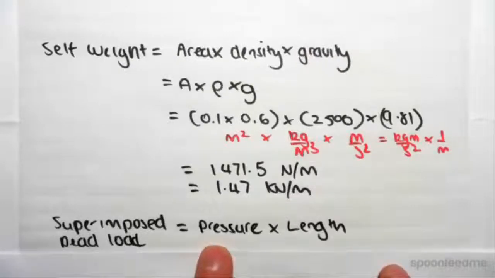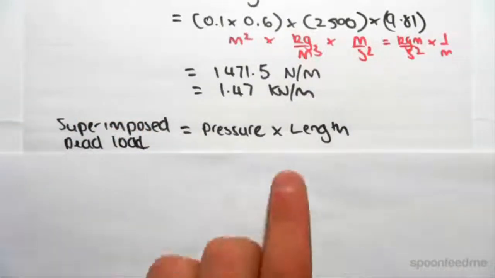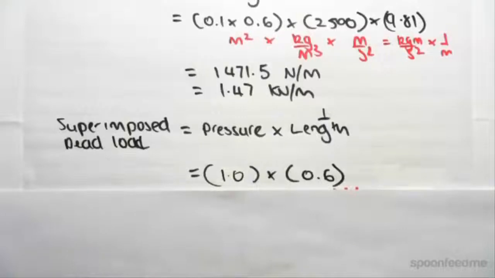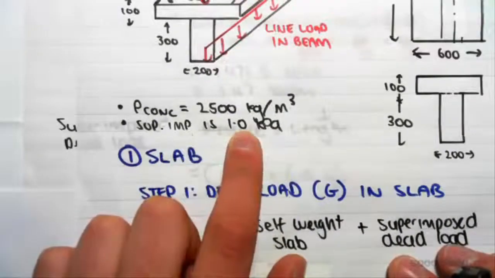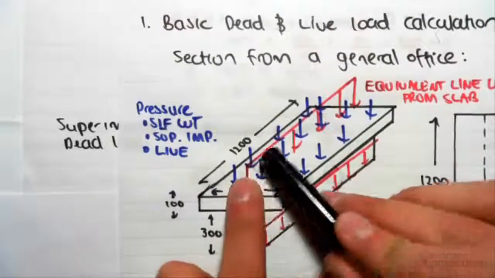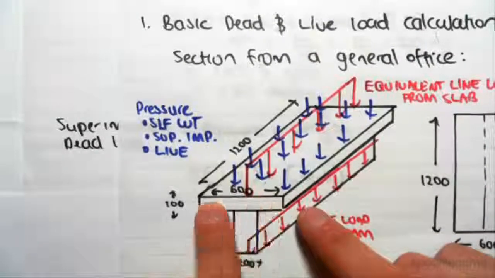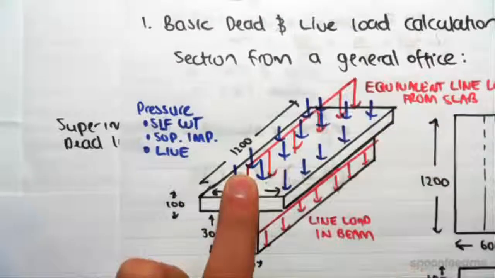Now for the superimposed dead load, we spoke in the previous video about how it's pressure times length, and that length is the perpendicular length to the line load. So the superimposed pressure is given as 1 kPa, and for the perpendicular length, we want our line load going like this so we can work out what it is in the beam. So the perpendicular length would be the 600. Multiplying by the 600 would give us a UDL in that direction.